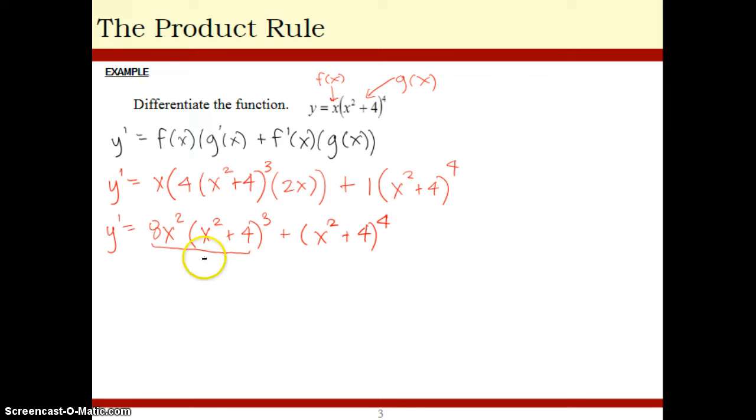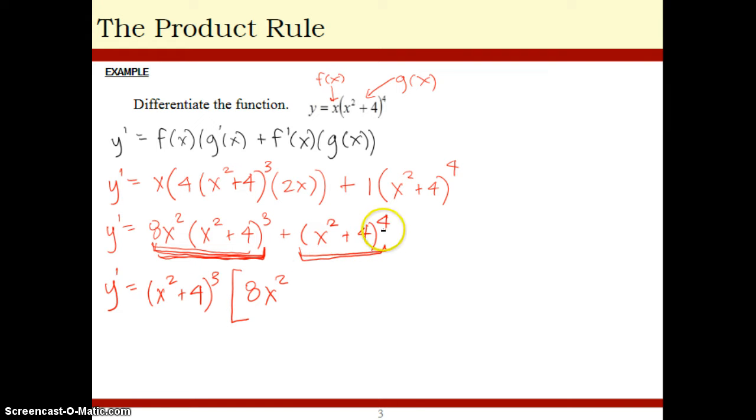Okay, so if we want to factor x squared plus 4 cubed out of our first term, we're going to write x squared plus 4 cubed out. And then what's left over in our first term when we factor x squared plus 4 cubed out is 8x squared. Then what is left over in this term when we factor x squared plus 4 cubed out? Do you see there are 4 x squared plus 4's here? So there's 1 x squared plus 4 left over in this term.